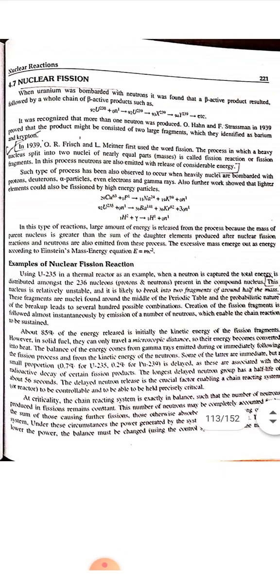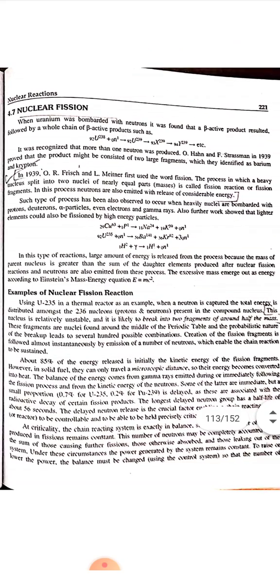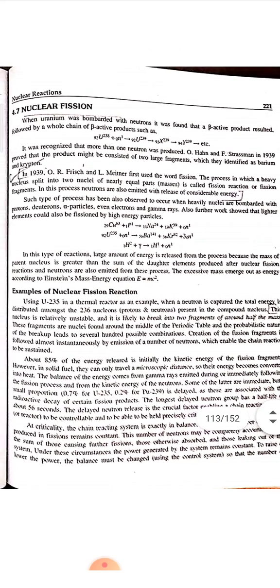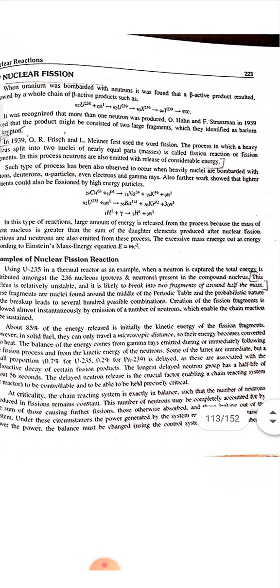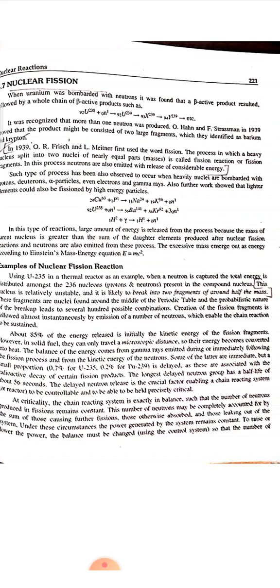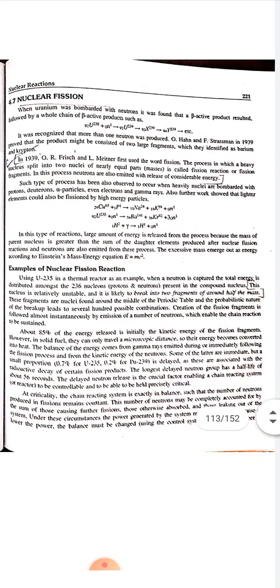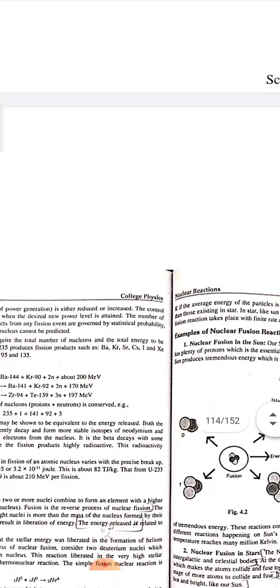Example of a nuclear fission reaction using uranium 235 in a thermal reactor. When the neutron is captured, the total energy is distributed amongst the 236 nucleons, protons plus neutrons, present in the compound nucleus. This nucleus is relatively unstable and is likely to break into two fragments of around half the mass. This example, uranium 235 in the thermal reactor, you have to remember.